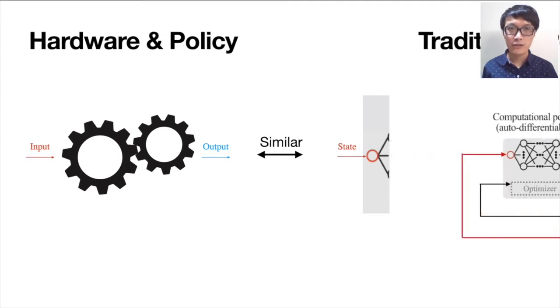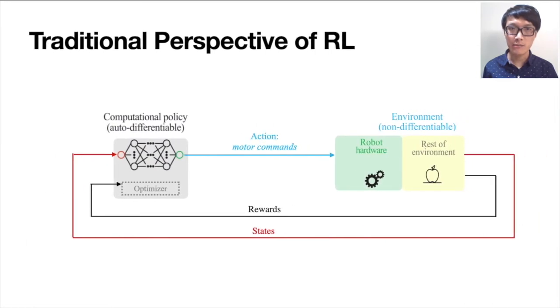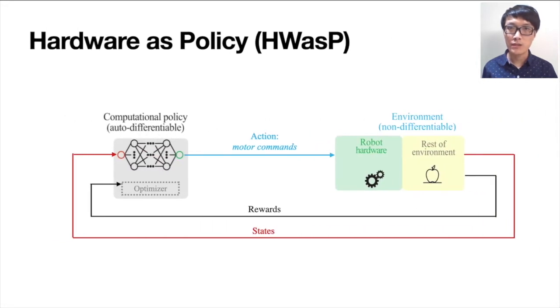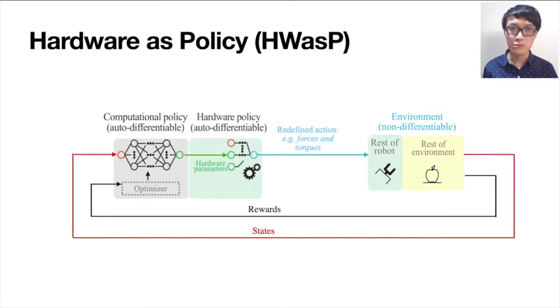In traditional RL in robotics, the actions generated by a policy are motor commands, and the robot hardware, which is usually included in the environment, converts motor commands into the effects in the outside world, for example, a change in the object position. In HWasP policy, we move the part of robot hardware we wish to optimize out of the environment, simulated as auto-differentiable physics in the form of a computational graph and connected with the neural network computational policy.